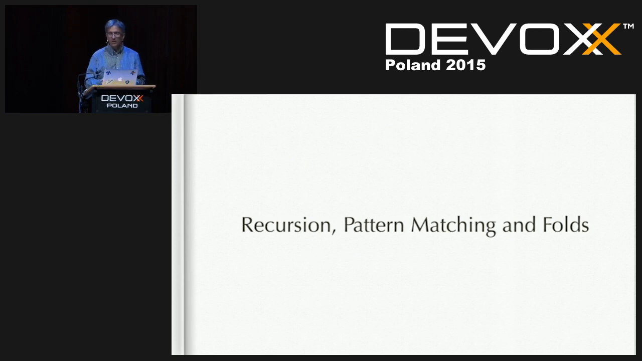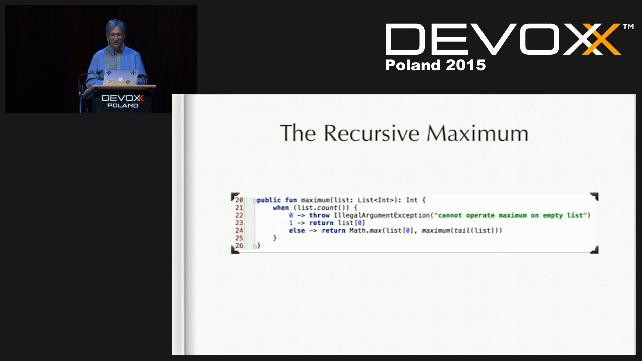Now, recursion, and we'll come back to fold, recursion is also something quite often used when we're talking about functional programming and functions. So here's a simple example of the recursive maximum. I calculate the maximum of a list. If it has 0 elements, it says you cannot operate on an empty list. If it's a single element, it returns that value. If it is more than a single element, then it's going to return the maximum between the head of the list and the maximum of the tail of that list.